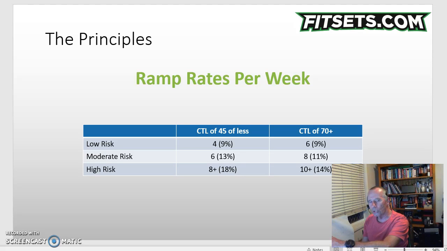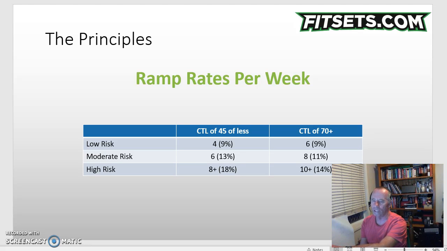So what we're saying is a low risk, if you've got lots of time to build up to your race CTL, you can go low risk. The maximum ramp per week you can do is 6 stress points or 9%. That's if you're above 70, or 4 CTL or 9% if you're 45 or less. You can accept moderate risk. I do that quite often when you've got a compressed time frame. The high risk are generally only reserved for athletes who've got a lot of history in training.